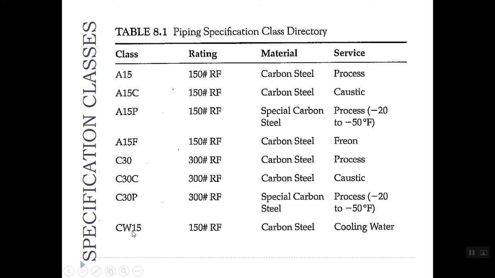Class CW15 relates to when we're working with cooling water, right? So it's still carbon steel. It's still at 150 pounds of pressure, but it's got different requirements to move cooling water through the system than it would for moving around, for example, crude oil to a fractionation column. So if we know what the name of the class is, we can then go to a book or a chart and get some specific information about how things are going to be put together.